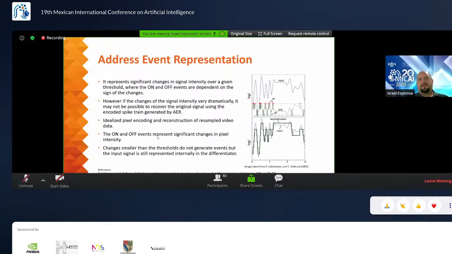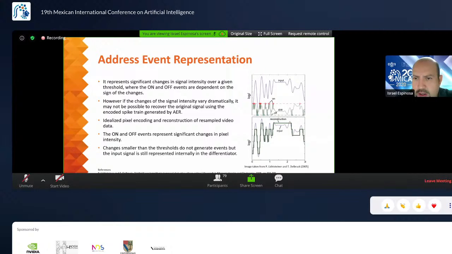The first one is the address event representation. This is a very simple algorithm. Generally speaking, we only detect the changes in the signal at every time step. So let's see. Okay, I will explain the figure on the right.